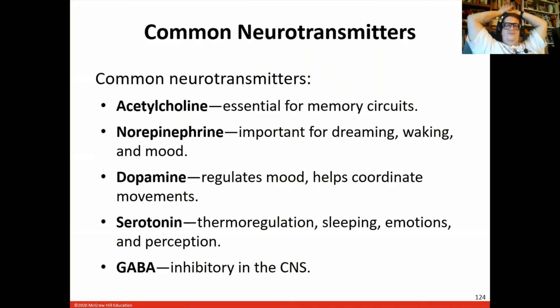Acetylcholine is necessary for memory. Norepinephrine: dreaming, walking, mood. Dopamine regulates your mood and helps you coordinate your movements. Serotonin, again: sleeping, thermoregulation, emotion. GABA has a strong inhibitory effect on the central nervous system.